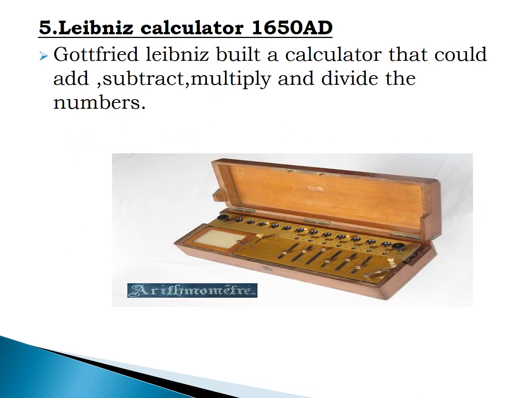Here we have one more thing that is called the Leibniz calculator. It was invented in the year 1650 AD by Gottfried Leibniz. He built a calculator that could perform addition, subtraction, multiplication, and division with numbers. Just observe the picture. This is called the Leibniz calculator.